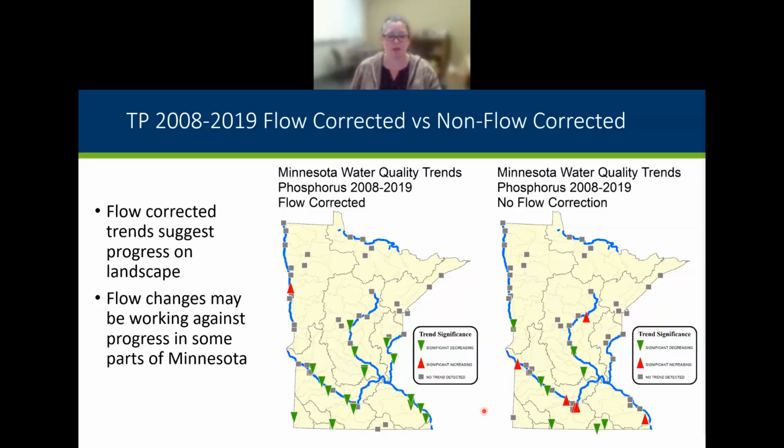There's a little bit of a different story when you start to pull in all this extra water that we're getting. With climate change, Minnesota is getting warmer and wetter, especially warmer in the winter. In general, overall, we see that when we start to take flow into consideration.